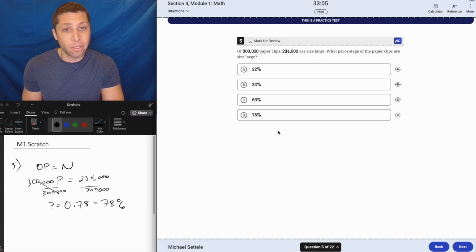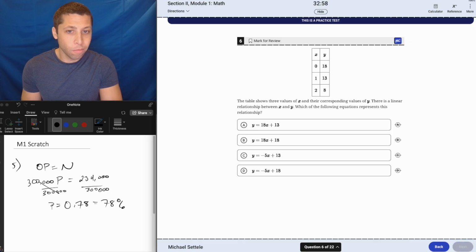So what percent are size large? Yeah, right. That's what they wanted. So just make sure you're answering for size large. That's the only thing.